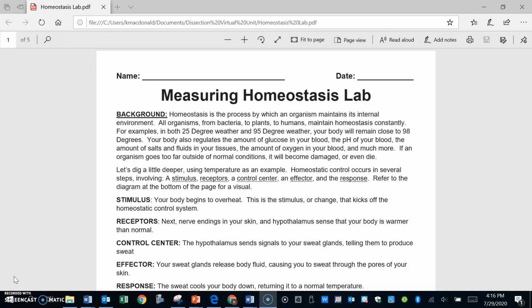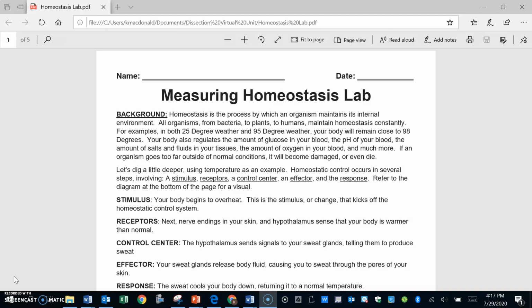So the example that we used in the notes in the intro was talking about how the body regulates its temperature. We gave examples of regulating glucose, pH, and salts and fluids. So there are so many other things that your body maintains. If an organism goes too far outside of its normal conditions, it can become damaged and even die.